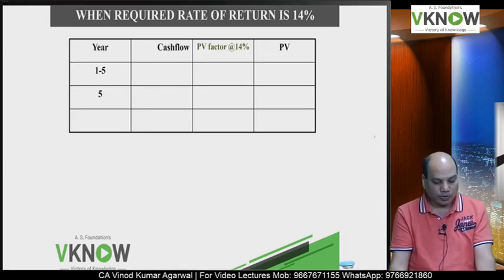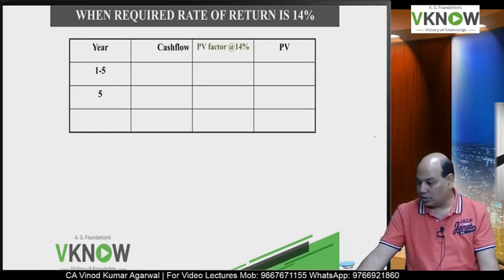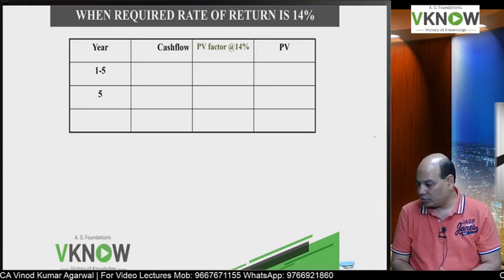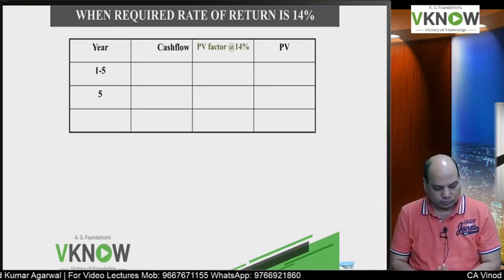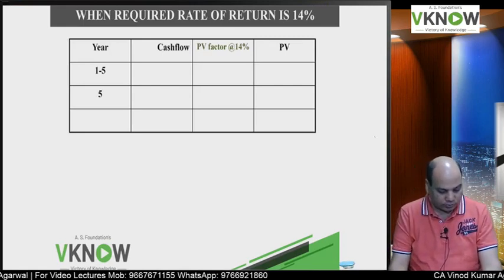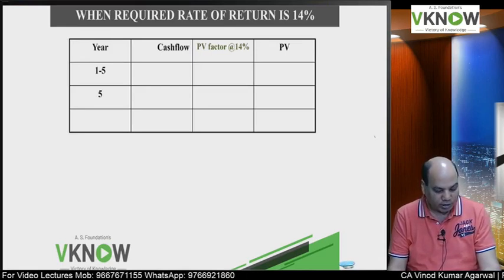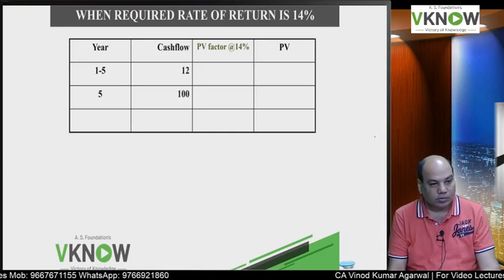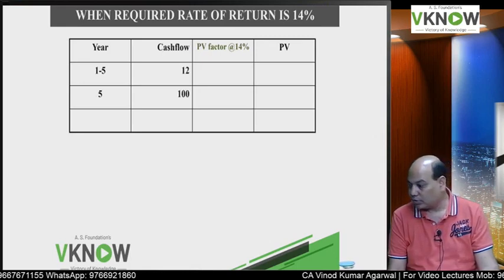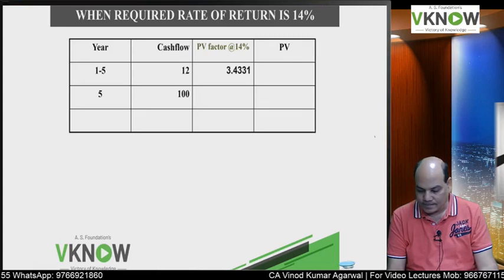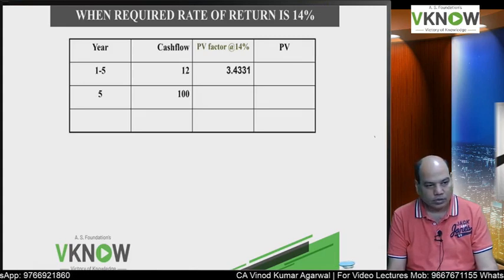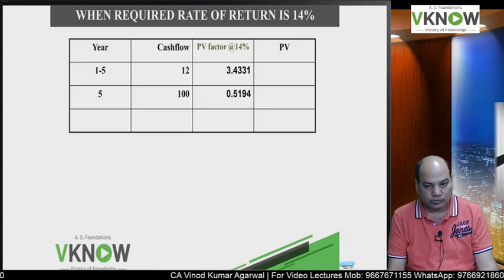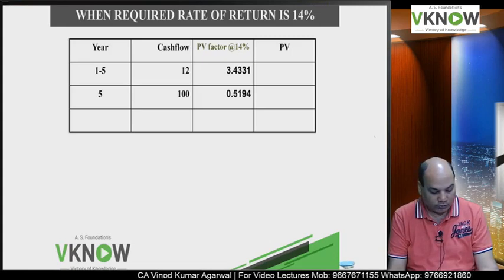Write down nicely, because one day you have to appear in the exam also, and in the exam I will not be there. So case 2: when required rate of return is 14%, draw this table. Cash flow will be the same, the factor will change. What is the factor you got for years 1 to 5 here? 3.4331. Okay, next factor for the fifth year: 0.5164. Then 9.5194. Multiply and add.